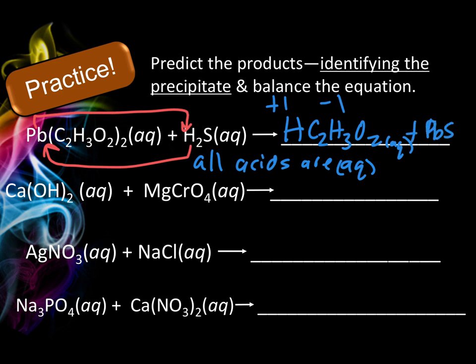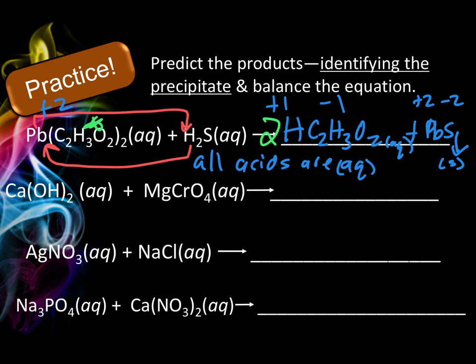Plus PbS. How do I know it's PbS? Well, over here it's a plus 2, and I know that S is a minus 2. Sulfides are going to be insoluble, excuse me, so that's going to be a solid. Now I have to make sure that I balance this. So I'm going to switch colors. In order to balance this, it looks like I have two of these. Now I have two H's, correct? And I have two acetates. All right, so I'm good to go.